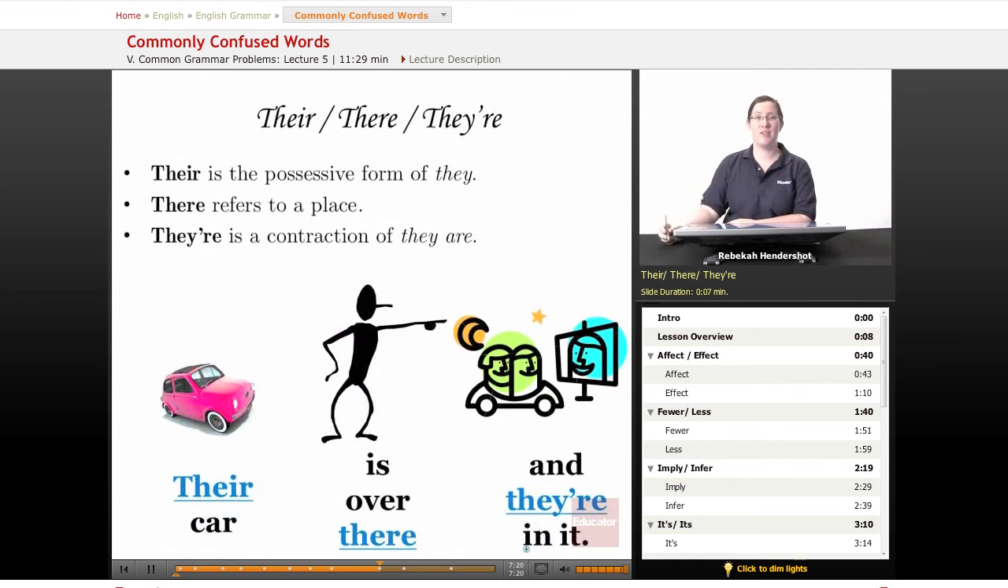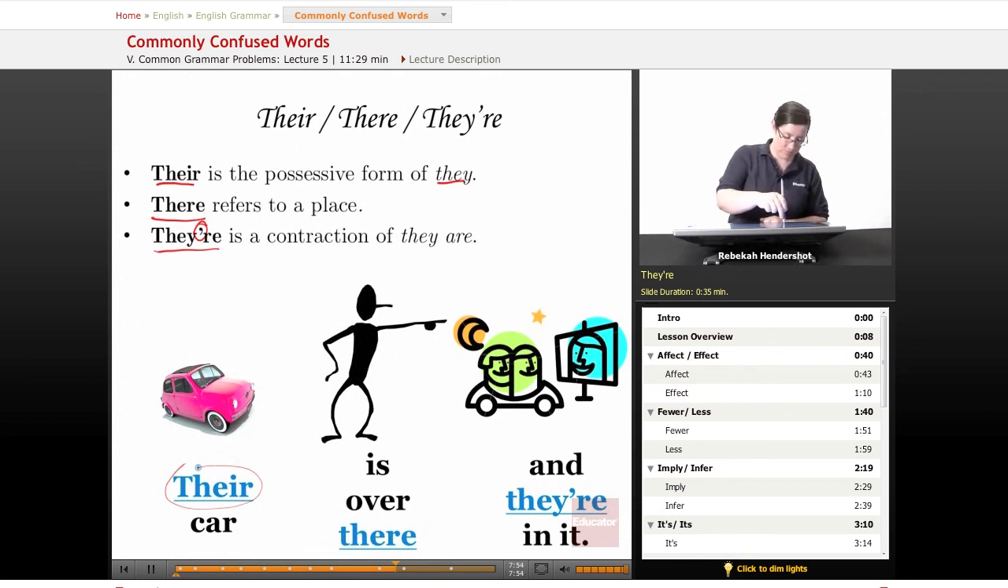Okay, their, there, and they're. This one drives everyone absolutely berserk. Their, T-H-E-I-R, is the possessive form of they. There, T-H-E-R-E, refers to a place, over there. And they're, notice that apostrophe, is a contraction of they are. Well, how do you remember this one? Just remember one sentence in which all 3 of these are used in alphabetical order. As long as you can alphabetize and remember this sentence, you'll remember which one is which.